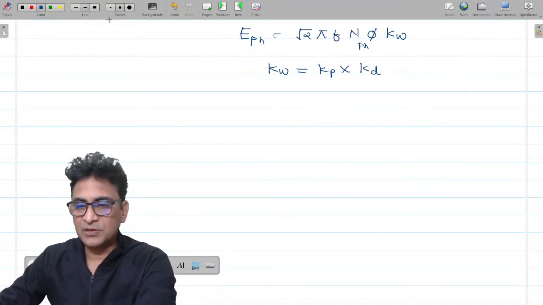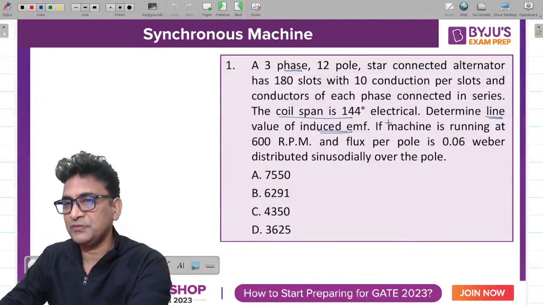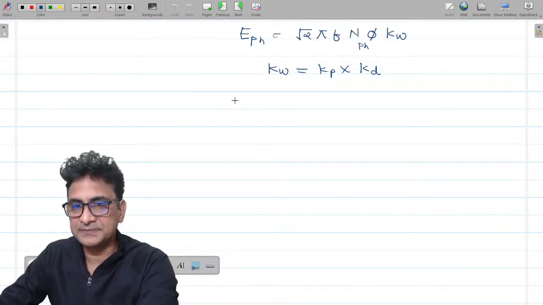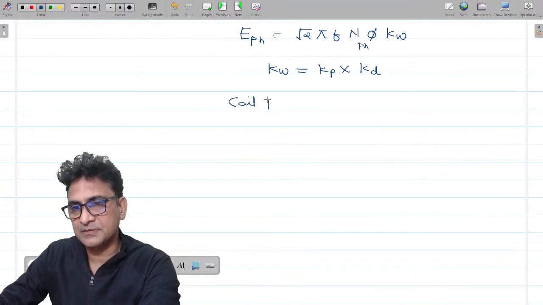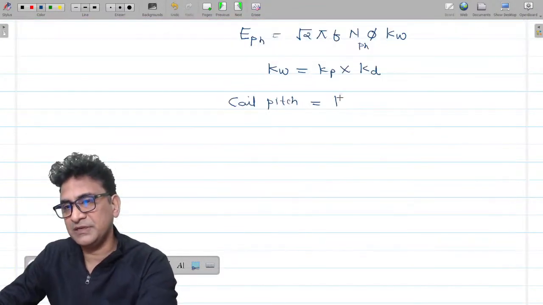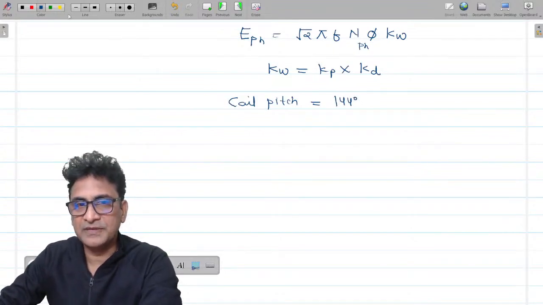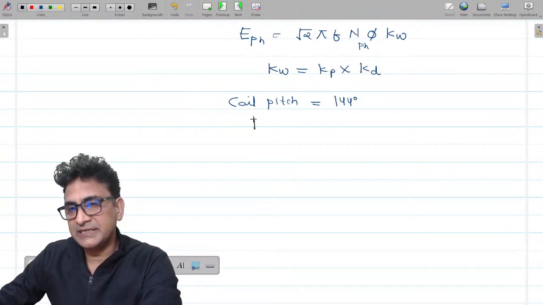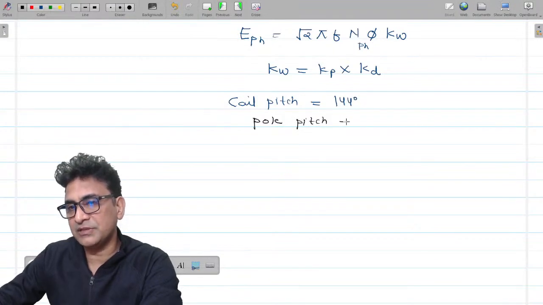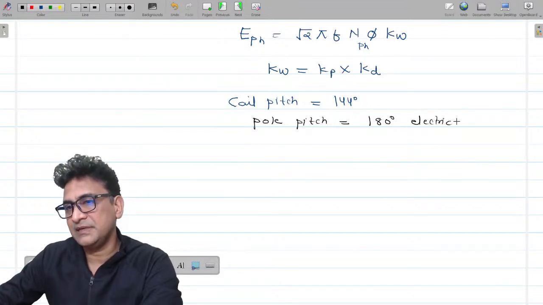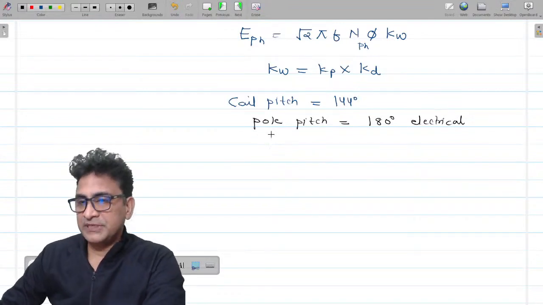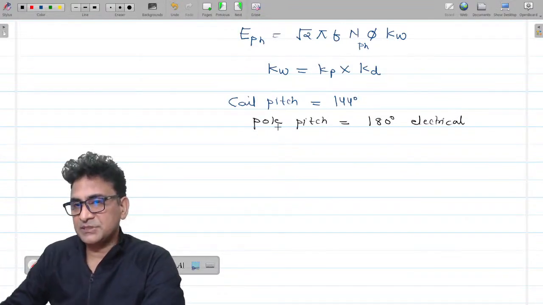So see here, the coil pitch is given. The coil pitch is 144 degree electrical. Coil span and coil pitch are the same thing, and it is always given in electrical degrees. If you know the coil pitch, we know that the pole pitch is always 180 degree electrical. Pole pitch means the distance between two adjacent poles, and it is always 180 degree in terms of electrical. The difference between pole pitch and coil pitch is called the chorded angle.